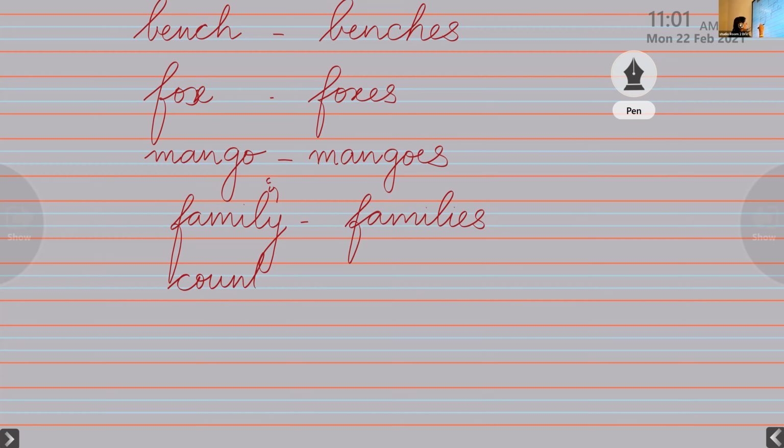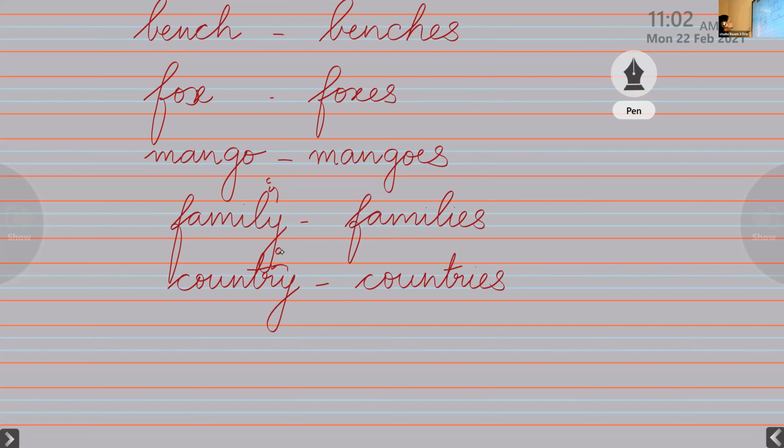Country. I'm not going to write all the words. Just to remember the rules, we will write only two or three words. Countries. So this rule is that it is preceded by a consonant, so we drop the y and add ies to it.